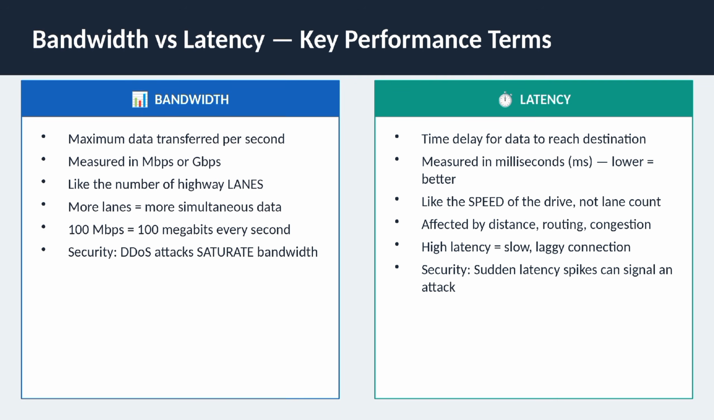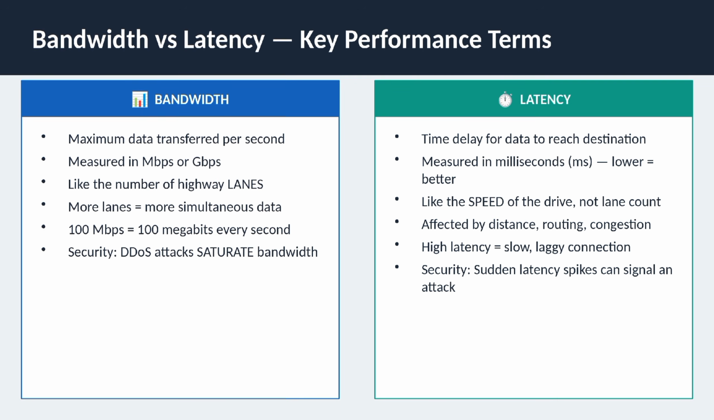Latency. Latency is the time it takes for data to travel from source to destination. We measure it in milliseconds. Lower is better. Back to our highway analogy. Latency isn't about the number of lanes. It's about the speed limit. Or better yet, how long the drive actually takes. You can have a massive 10-lane highway, but if the destination is on the other side of the world, it still takes time to get there.